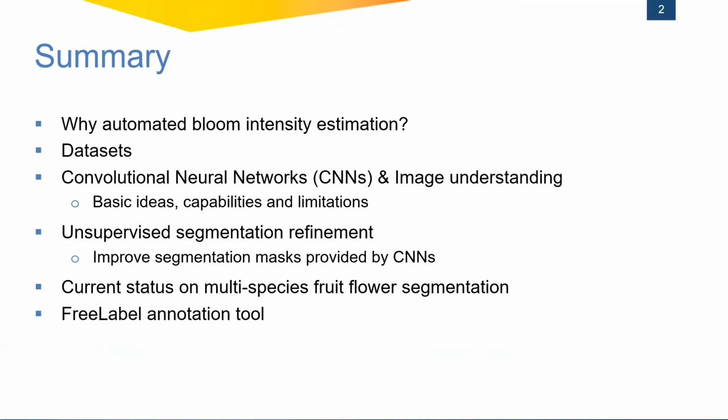So first I will talk about why we care about bloom intensity estimation, the types of data sets that we annotated and made publicly available, the types of approach that we have been using for fruit detection, fruit flower detection, using mostly convolutional neural networks. So I'll introduce a bit the concept of those networks, why do they work, what are they good for, which kind of limitations they do have, and how we have been trying to use these networks for our application and to overcome the limitations of this network, specifically a segmentation refinement algorithm that we developed. What is our current status on multi-species fruit flower segmentation using these approaches? And also talk at the end about annotation tool that we developed for annotating our data sets that we are making publicly available as well.